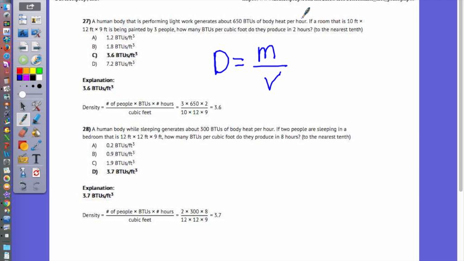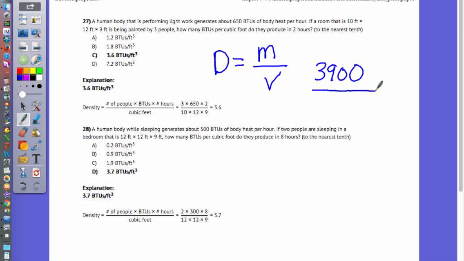Yeah. So a human body that is performing light work generates about 650 BTUs of body heat per hour. You are giving off heat. When you are doing work, you are giving off more heat. Okay? So 3 people are working a total of 2 hours to paint a room. That's 6 hours of work, right? So 6 hours of work times 650 BTUs given off each hour is what number? 6 times 650 is what? 3,900.